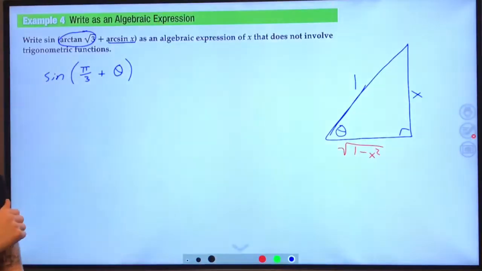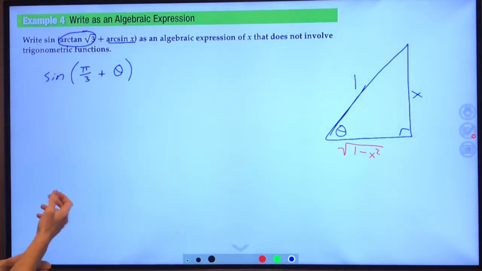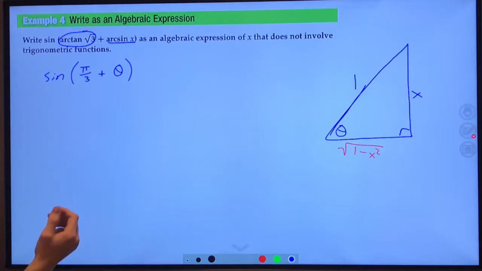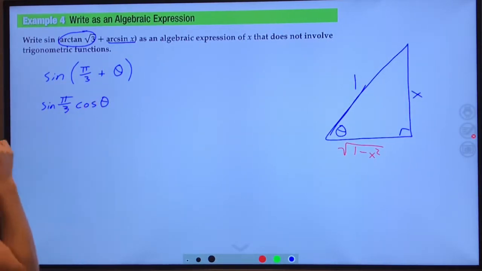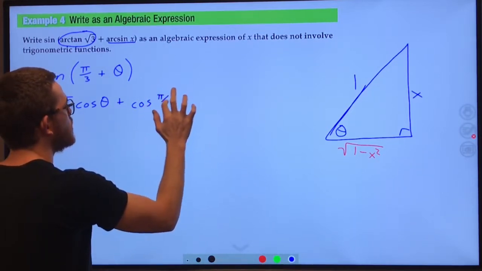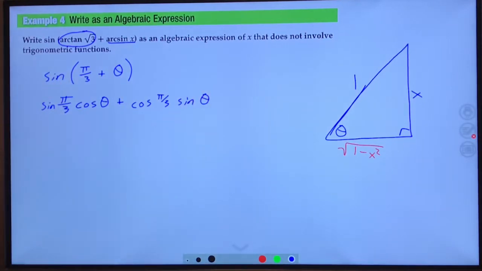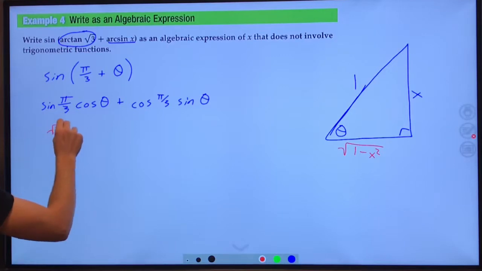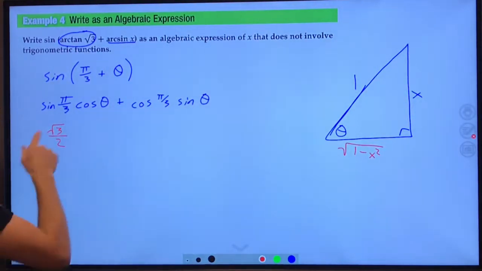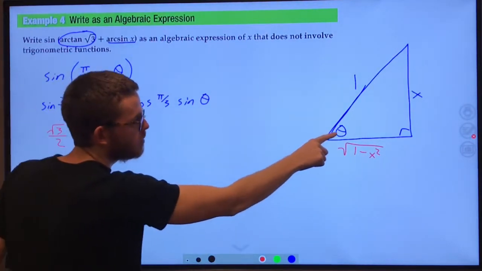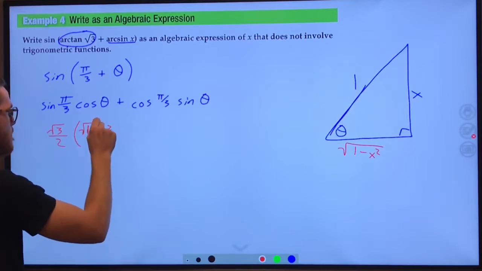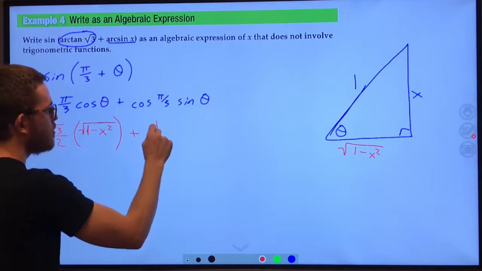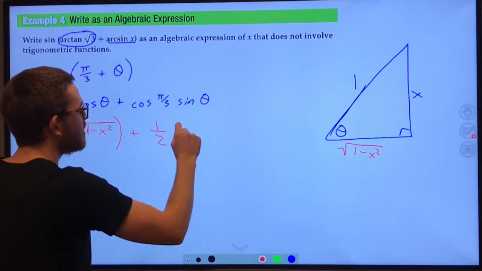So now I can use my sum identity of sine. Sine of pi over 3 plus theta is sine of pi over 3 cosine of theta plus cosine of pi over 3 sine of theta. That is my sum identity. And now I can start evaluating these things. Sine of pi over 3 is root 3 over 2. Cosine of theta, cosine would be adjacent over hypotenuse, that's just going to be square root of 1 minus x squared. Okay, getting somewhere. Cosine of pi over 3 is 1/2, and sine of theta, we know what sine of theta is. It's been x this whole time.